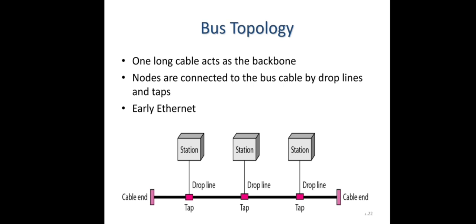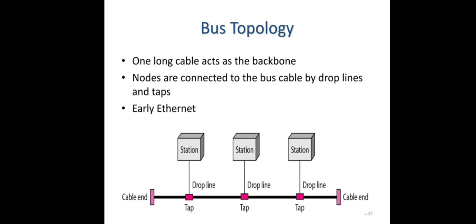In this case, we'll have a long backbone cable, into which different stations are connected using taps and drop lines. Okay, so this is called bus topology. The drop line is actually a connection running between a device and the main cable, and a tap is a connector that either splices into the main cable or punctures the sheathing of a cable to create a contact with the metallic core of the backbone cable.